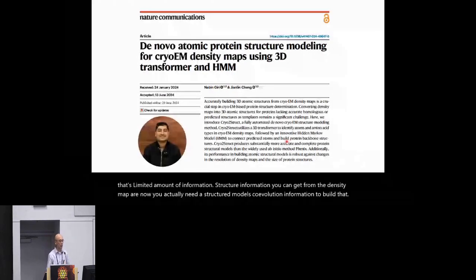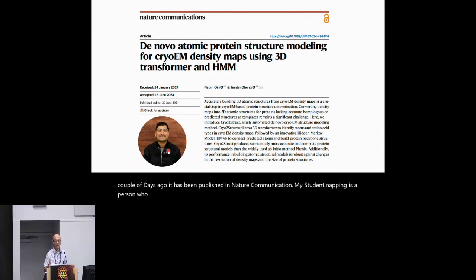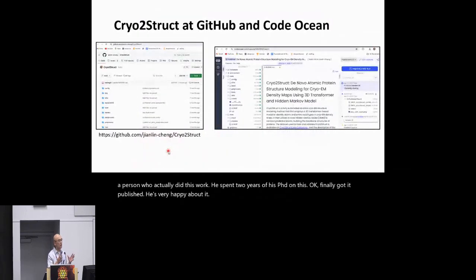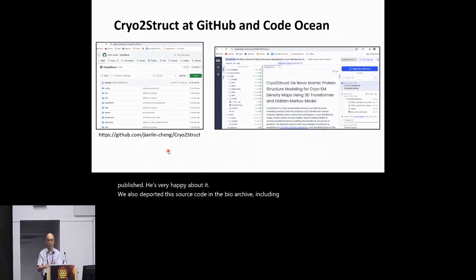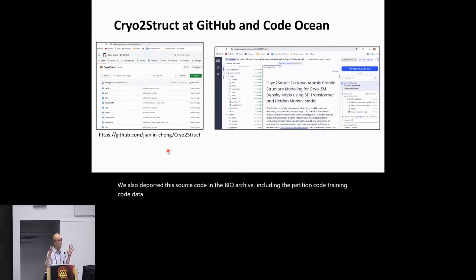When I submitted this abstract, it was not published, but unfortunately, a couple of days ago, it has been published in Nature Communications. My student, Nabin, is the person who actually did this work. He spent 2 years of his PhD on this. Okay, finally got it published. He's very happy about it. We also deposited the source code in bioRxiv, including the prediction code, training code, data sets, everything. You can reproduce this work and test how well it works.